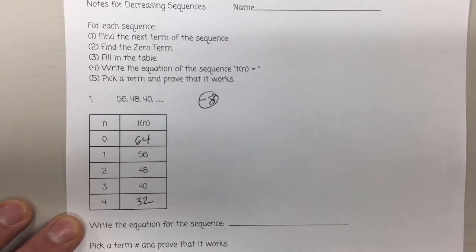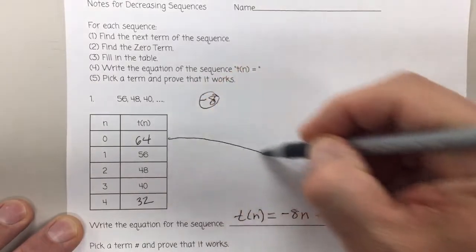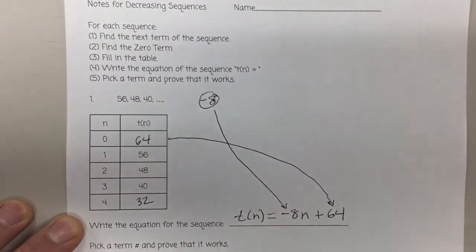To write the equation of the sequence, remember, we start with t sub n equals, then we do the change, which is negative 8 times n, and then plus the 0 term. So our equation is t sub n equals negative 8n plus 64. 64 came from the 0 term, the negative 8 came from the change.